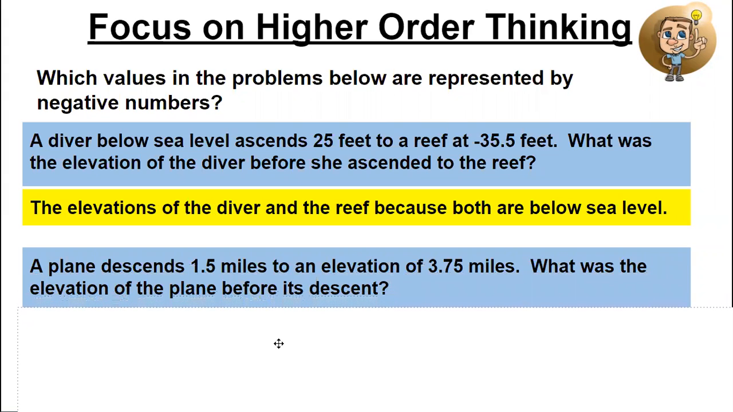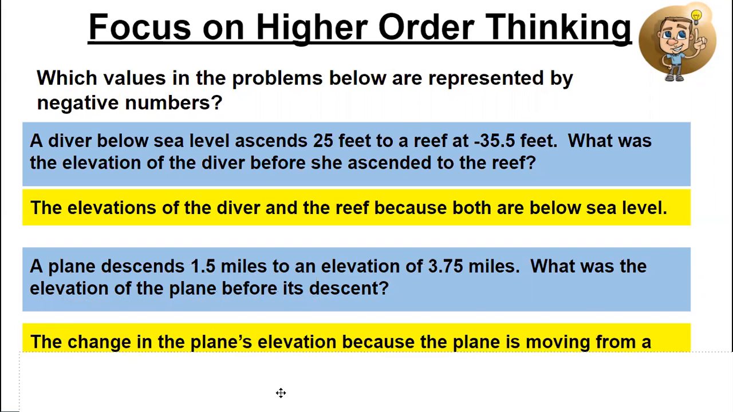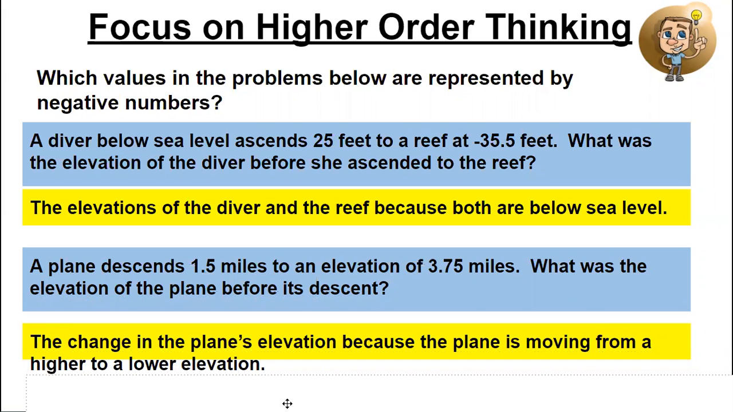A plane descends 1.5 miles to an elevation of 3.7 miles. Descends means goes down. What was the elevation of the plane before its descent? The change in the plane's elevation, because the plane is moving from a higher to a lower level, that's your negative number. So you got to see which ones are the negatives. And nothing is happening to move me on. I wonder if it jammed up.